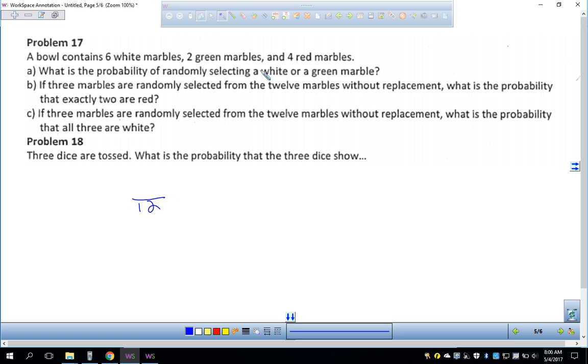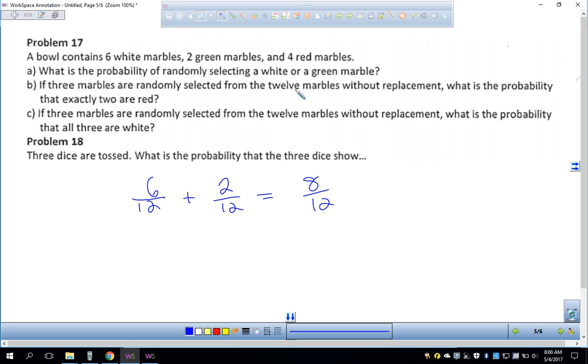So what's the probability of randomly selecting a white marble? 6 out of 12. What's the probability of randomly selecting a green marble? 2 out of 12. If I add those together, I get 8 out of 12. So the probability of getting either one is 8 out of 12, and those are mutually exclusive events.